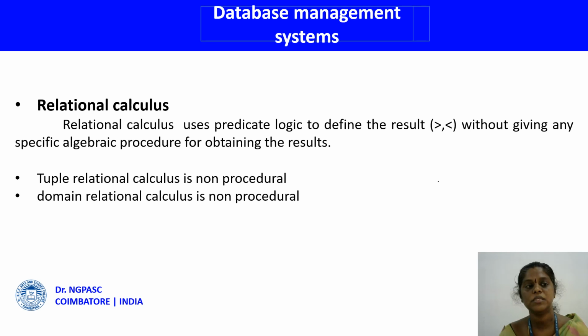And next, in relational calculus we have two types: tuple relational calculus and domain relational calculus. Tuple relational calculus is a non-procedural one, and domain relational calculus is also a non-procedural one. So these are the concepts used in relational query languages, and we have discussed the relational model and relational structure of relational databases.